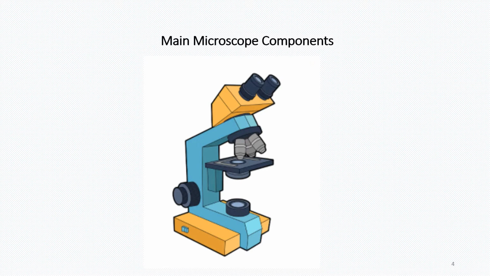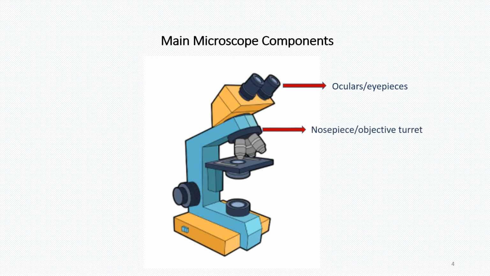All microscopes have the same main components, albeit in different configurations. It is essential that anyone using a microscope knows what these are. The oculars or eyepieces are the lenses that you look through to observe your sample. The nosepiece is the rotating portion of the microscope that holds the objective lenses.